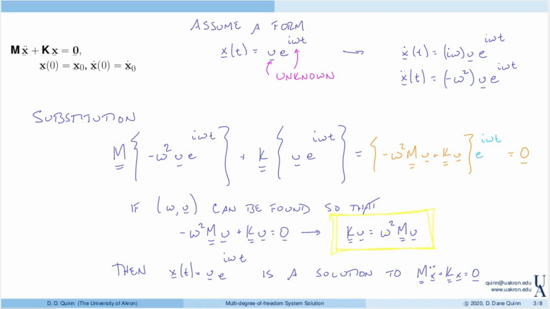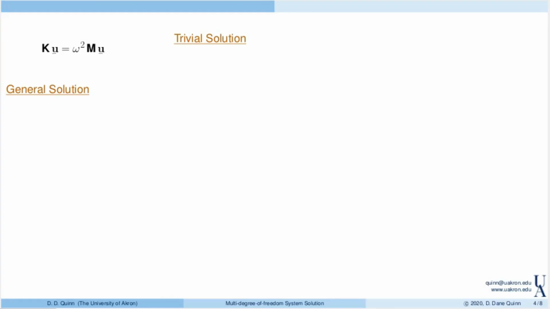Ku equals omega squared m times u. So if we can choose values of u and omega so that this is satisfied, then we have a solution. So then the next question, of course, is, how do we do that?